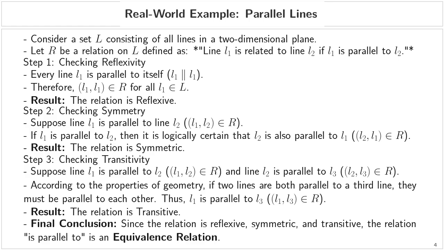In conclusion, because the relation "is parallel to" has been proven to be reflexive, symmetric, and transitive, it satisfies all the necessary conditions to be classified as an equivalence relation. Now that we have seen a successful verification, let us move forward to discuss some common mistakes students often make during this process.